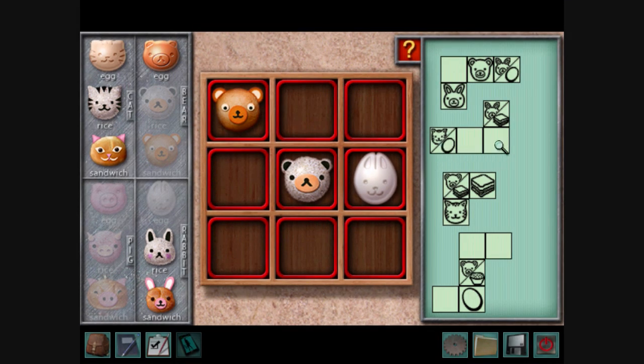This piece tells us there's a cat egg somewhere on the left-hand side, and we know the cat on the left-hand side is right over here in this spot, which must mean the rabbit sandwich is right over here. 2 spaces to the right and 1 space up.